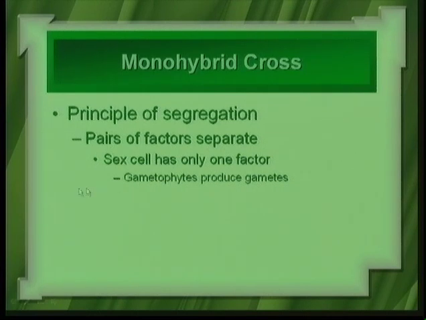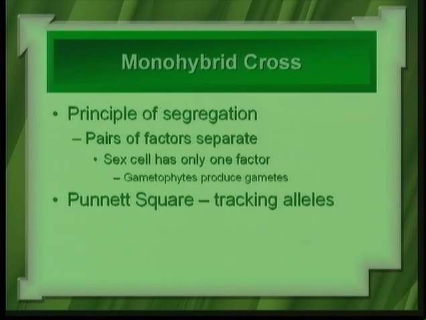So remember when we were talking about alternation of generations, you have a little plant called the gametophyte that produces gametes, where the sporophyte produces the spores and the gametophytes produce the gametes. Next, we're going to do something called a Punnett square. And this Punnett square tracks alleles. So just remember, the principle of segregation has to do with the fact that the pairs of factors separate.